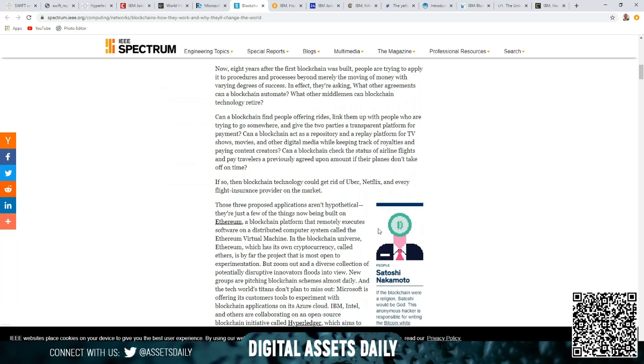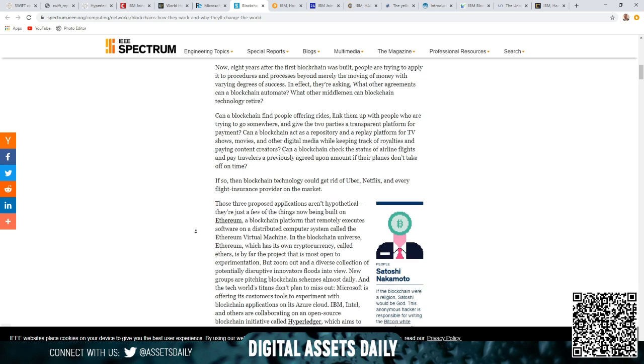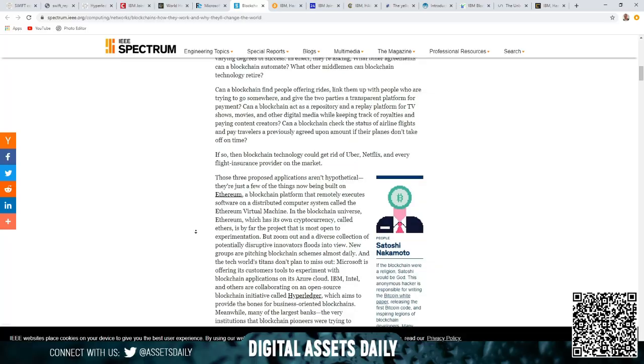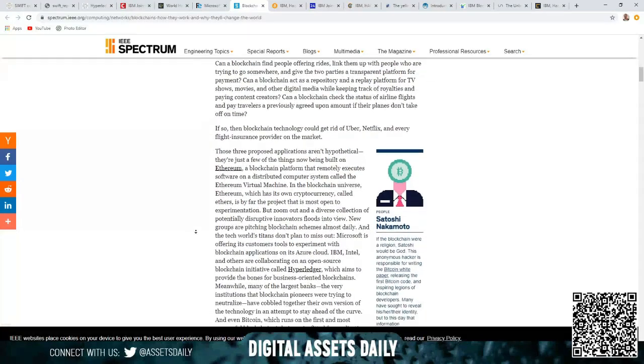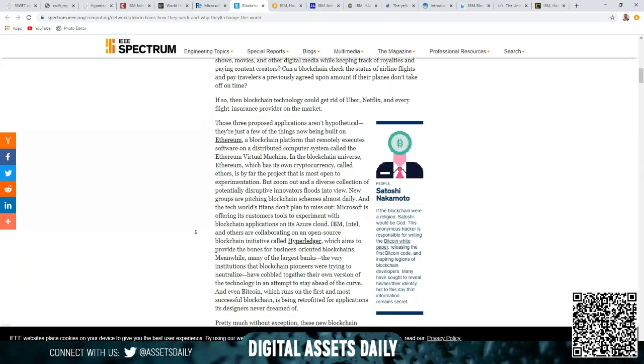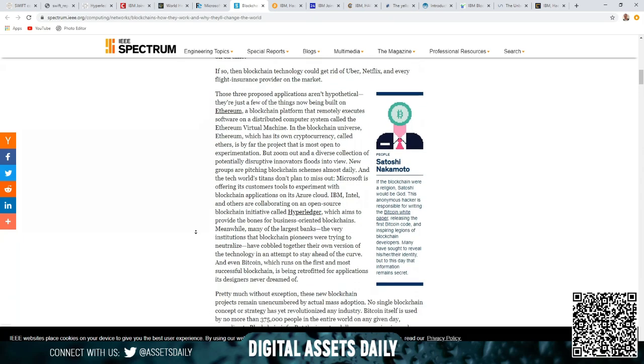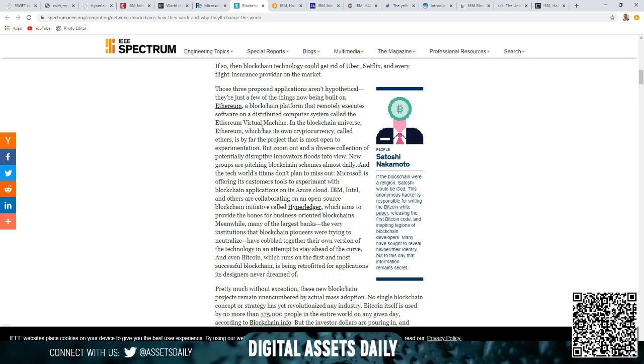Here we have Uber, Netflix, and a flight insurance provider on the market. Those three proposed applications aren't hypothetical. They're just a few things now being built on Ethereum. You have the Ethereum virtual machine on the blockchain universe. And then you have Microsoft offering its customers tools to experiment with blockchain applications on the Azure cloud, which they're connecting back to Ethereum. Microsoft, we already know, is connected back to Ripple, as we've stated.